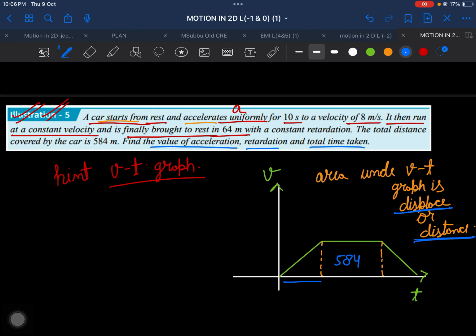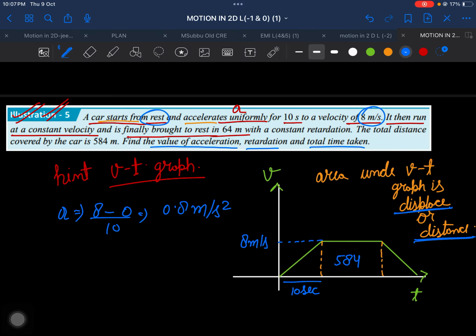So this time is given to you as 10 seconds, and the final velocity is given as 8 meter per second. So from here you can find your acceleration. Acceleration is final velocity 8 minus initial velocity 0, since it starts from rest, divided by time taken 10 seconds. So it is 0.8 meter per second square. This is your acceleration. No problem.